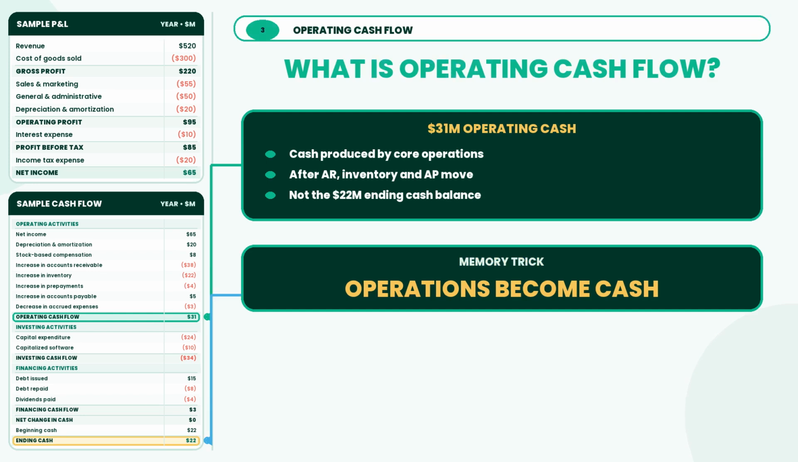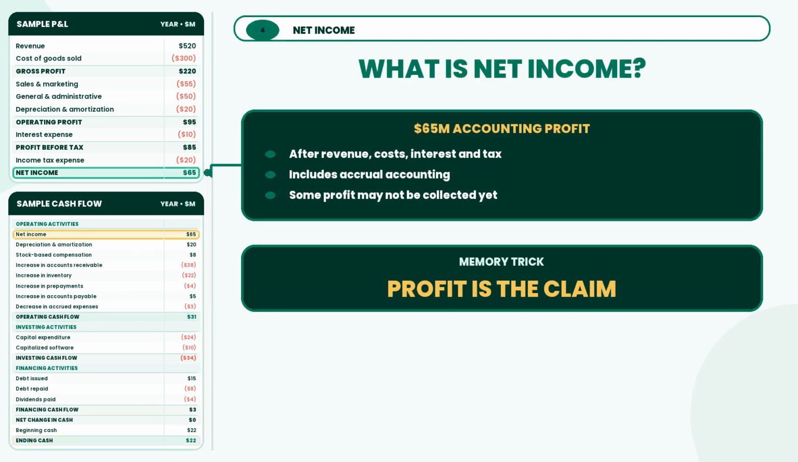Start with operating cash flow of $61 million. This is the cash produced by the core operations after receivables, inventory, payables, and other operating balances moved. It is not the ending cash balance of $22 million. Now, net income. This is accounting profit after revenue, costs, interest, and tax. Because it uses accrual accounting, part of this profit may not have been collected in cash yet.